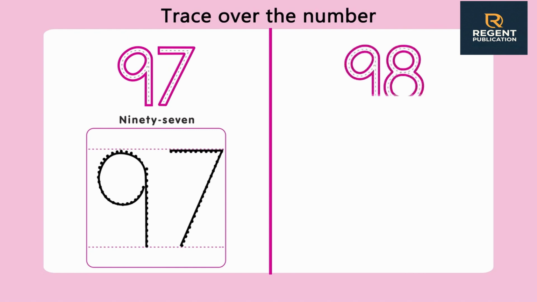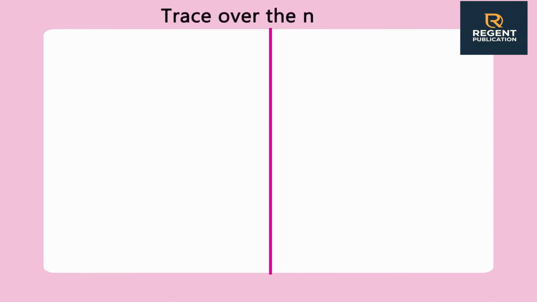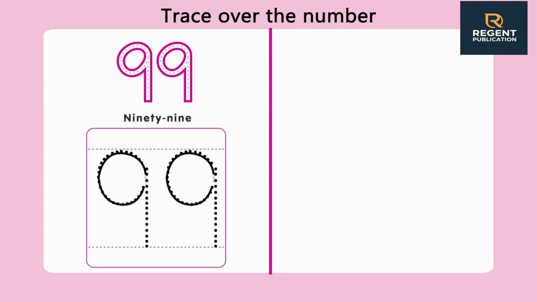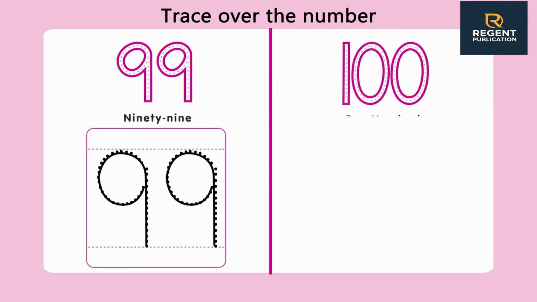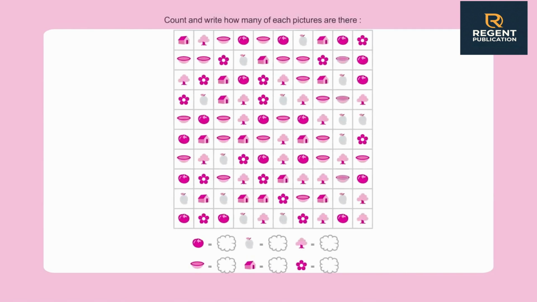Trace over the number 98. Trace over the number 99. Trace over the number 100. Count and write how many of each pictures are there.